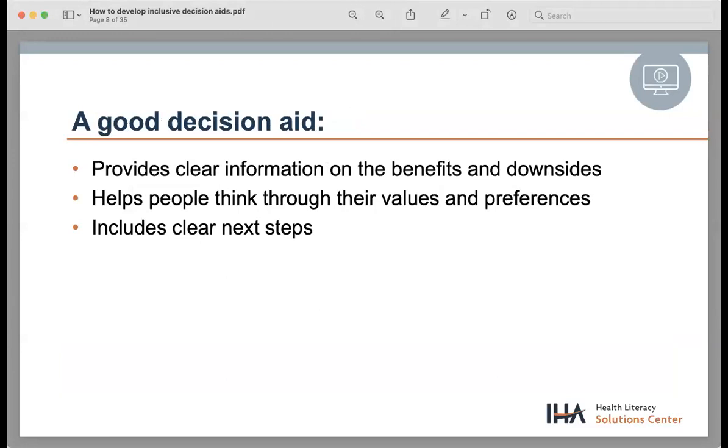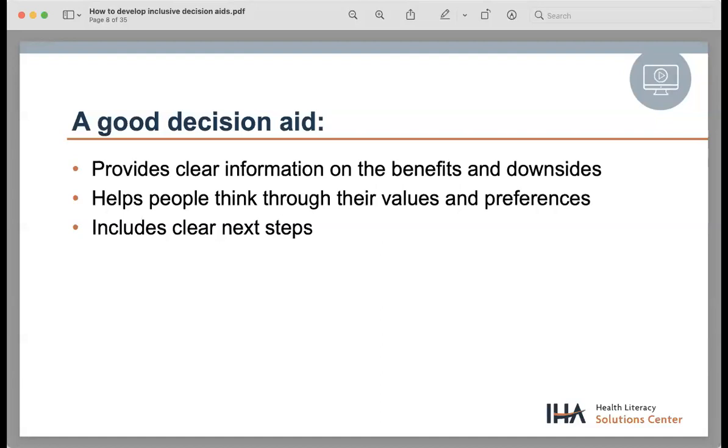So there are a few things that a good decision aid does. First, it provides clear information on the benefits and downsides of whatever the options are. So that might be treatment options, testing options, whatever choices people are considering. The decision aid gives clear information about the benefits and downsides or risks of each option to help them weigh those options for themselves. A good decision aid also helps people think through their values and preferences.